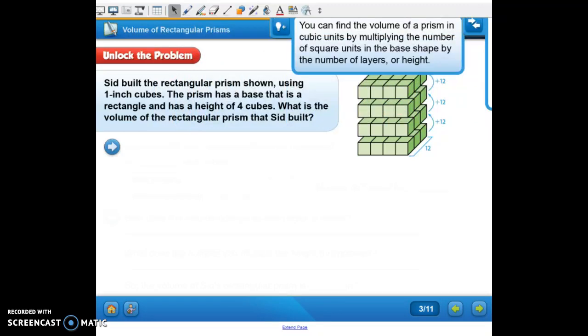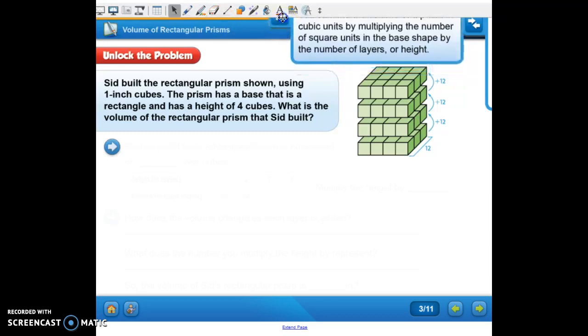Here we are on the unlock the problem. Sid built a rectangular prism shown using 1-inch cubes. So if I had 1-inch little square blocks that were 1 inch on each side. The prism has a base that is a rectangle. So the bottom of this forms a rectangle. And has a height of 4 cubes. So they stack 4 layers of cubes on top of each other. What is the volume of this rectangular prism that Sid built?